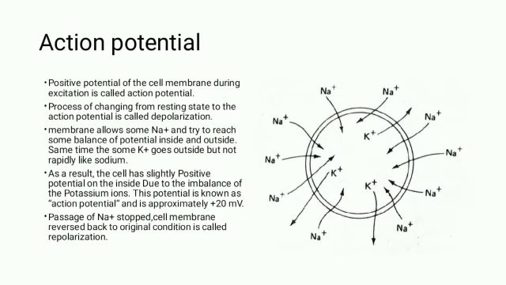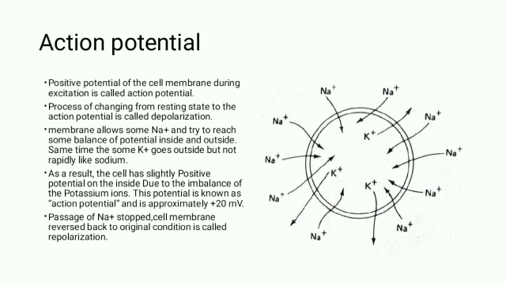Action potential. The positive potential of the cell membrane during the excitation is called an action potential. The process of changing from resting state to action potential is called depolarization. Here, the cell membrane allows some sodium ions to enter to reach some balance of potential inside and outside. At the same time, the potassium ions go outside but not as rapidly as sodium ions. As a result, the cell has a slightly positive potential on the inside. This potential is called an action potential and it is approximately plus 20 millivolt.